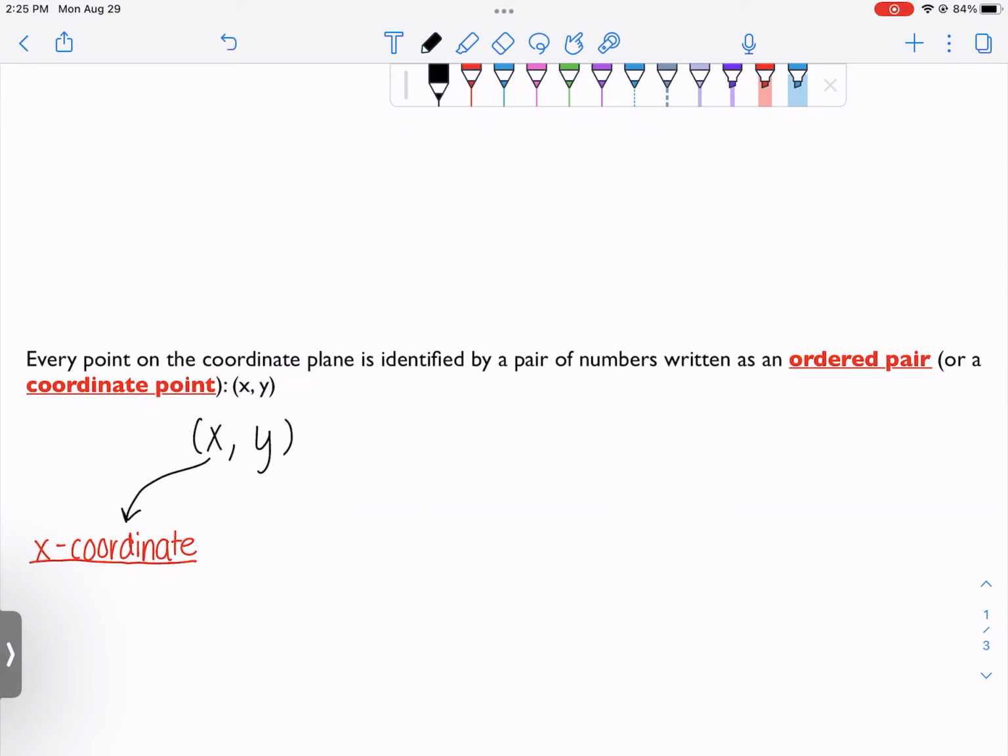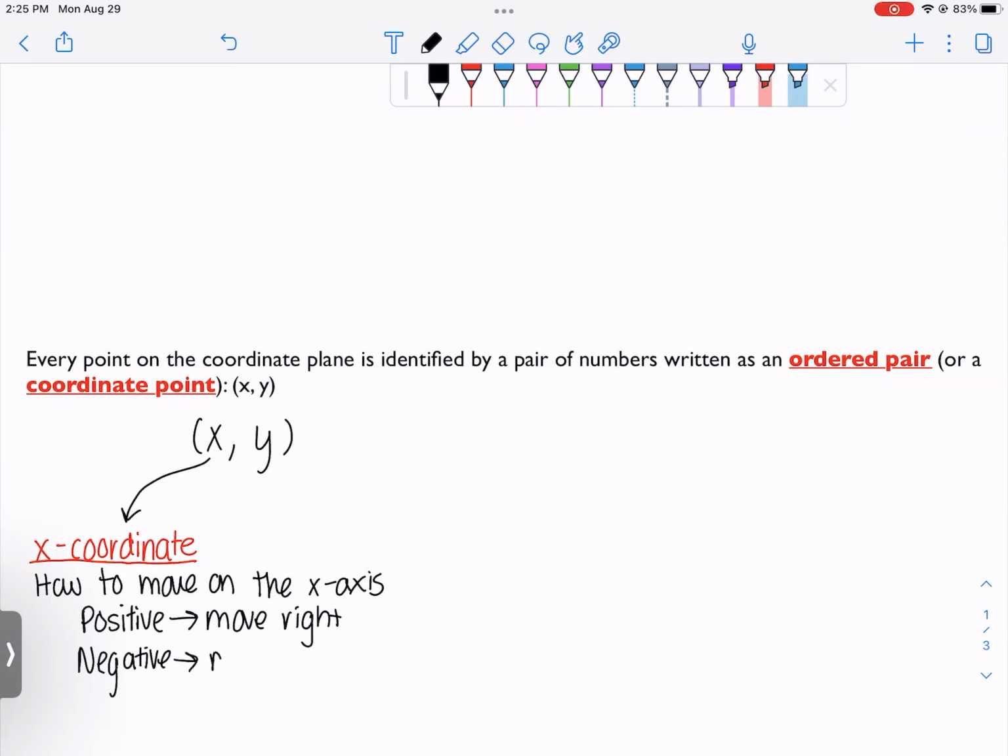And it tells us how we move on the x-axis. If the number is positive, we're going to move to the right, and if the number is negative, we move to the left. Unsurprisingly, we're going to call the y coordinate.